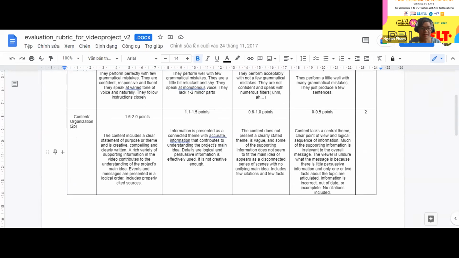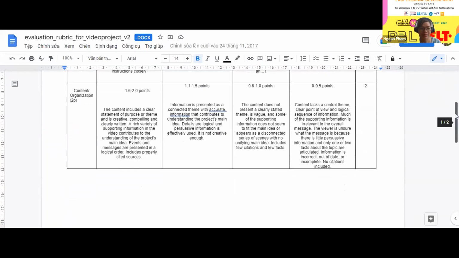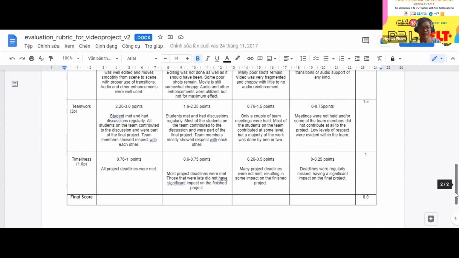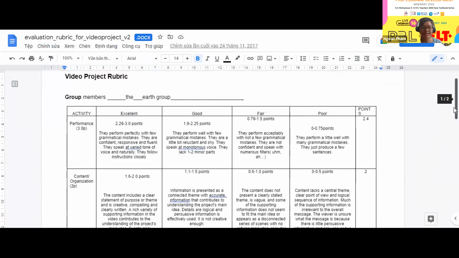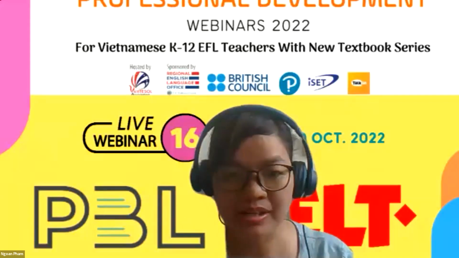The second criterion is the conversation, like the content of the script. I mean, is the script interesting or not, is it related to the topic or not? And the quality of the video: are the picture and the sound good or not? Then the teamwork skill and the timeline. Actually, you can adapt the weight of the points, you can change it. Okay, I think you can use it in your class. Thank you. We continue with the presentation.